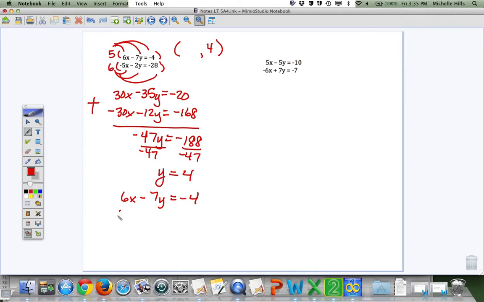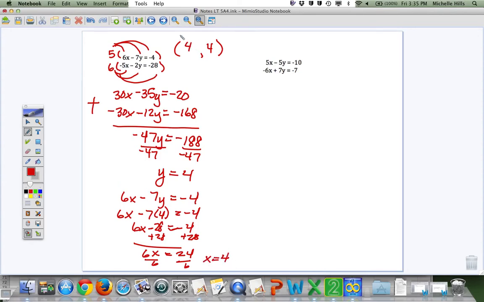I know that y is 4, so this is going to become 6x minus 7 times 4 equals negative 4, which is 6x minus 28 equals negative 4. I would add 28 to both sides and get 6x equals 24, because negative 4 plus 28 is 24. And then when I divide by 6, I get x equals 4.